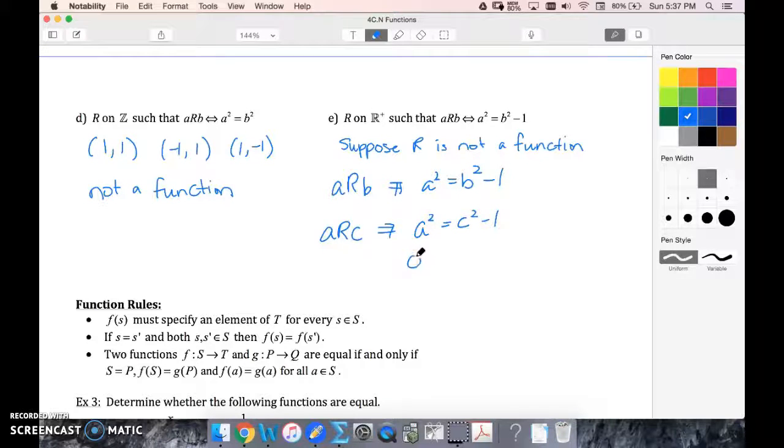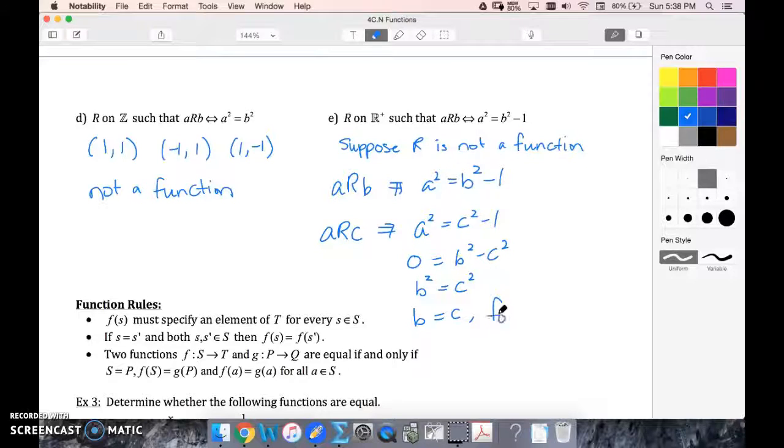Putting this together, 0 is B squared minus C squared. This implies, of course, that B squared equals C squared, and B is equal to C, since we're looking at positive reals. So now we don't have negatives. But if B is equal to C, that means for each A, we have only one output.